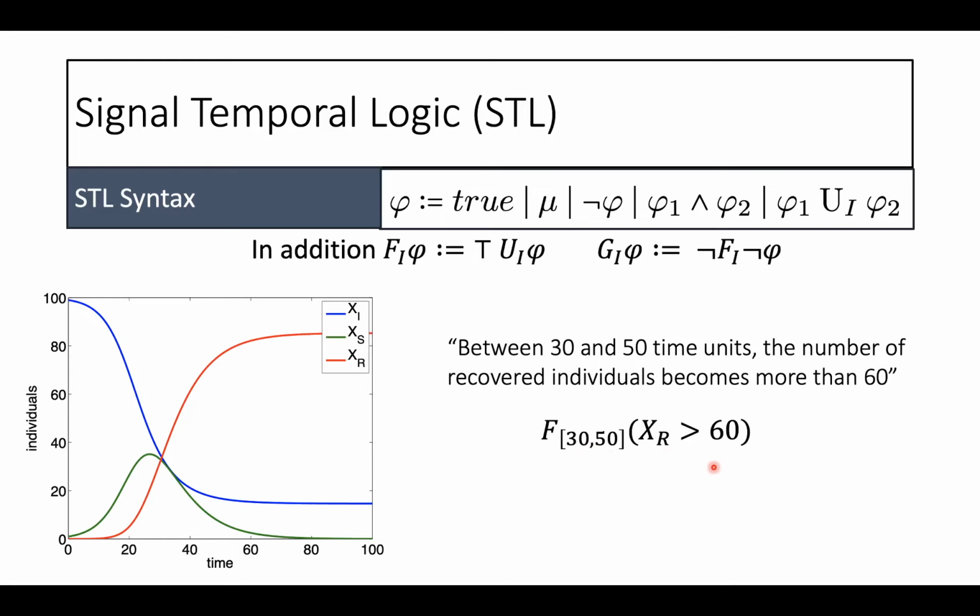Similarly, you can describe properties with the always operator, where a property should be true in a certain time interval, and then you can use the until operator to say that phi1 should be true for a certain time interval until phi2 becomes true at a time unit inside the interval I.